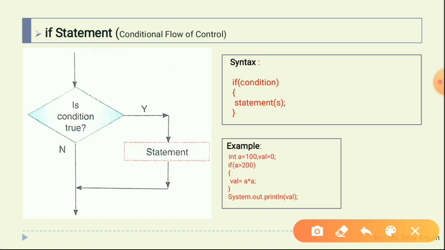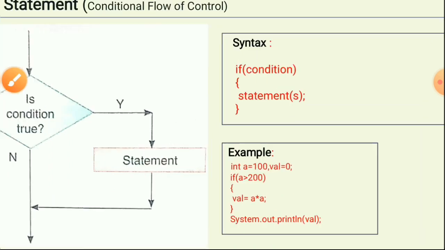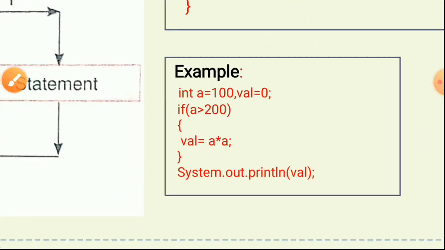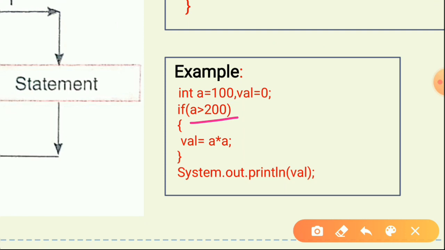Okay, now see the example. Over here we have the value of a, that is 100. We also have val. Now this is the condition basically, a greater than 20, and if this a greater than 20 is true then only your statement gets executed, otherwise it will directly move towards your System.out.println(val).